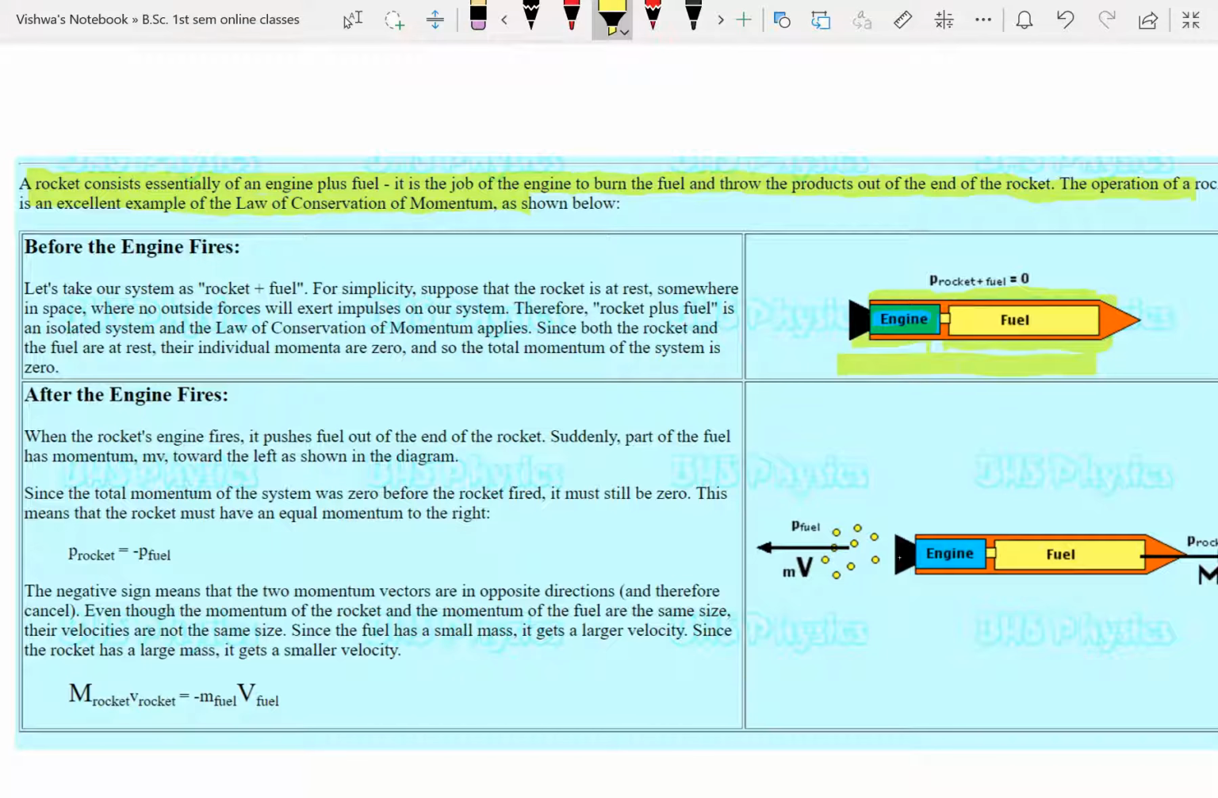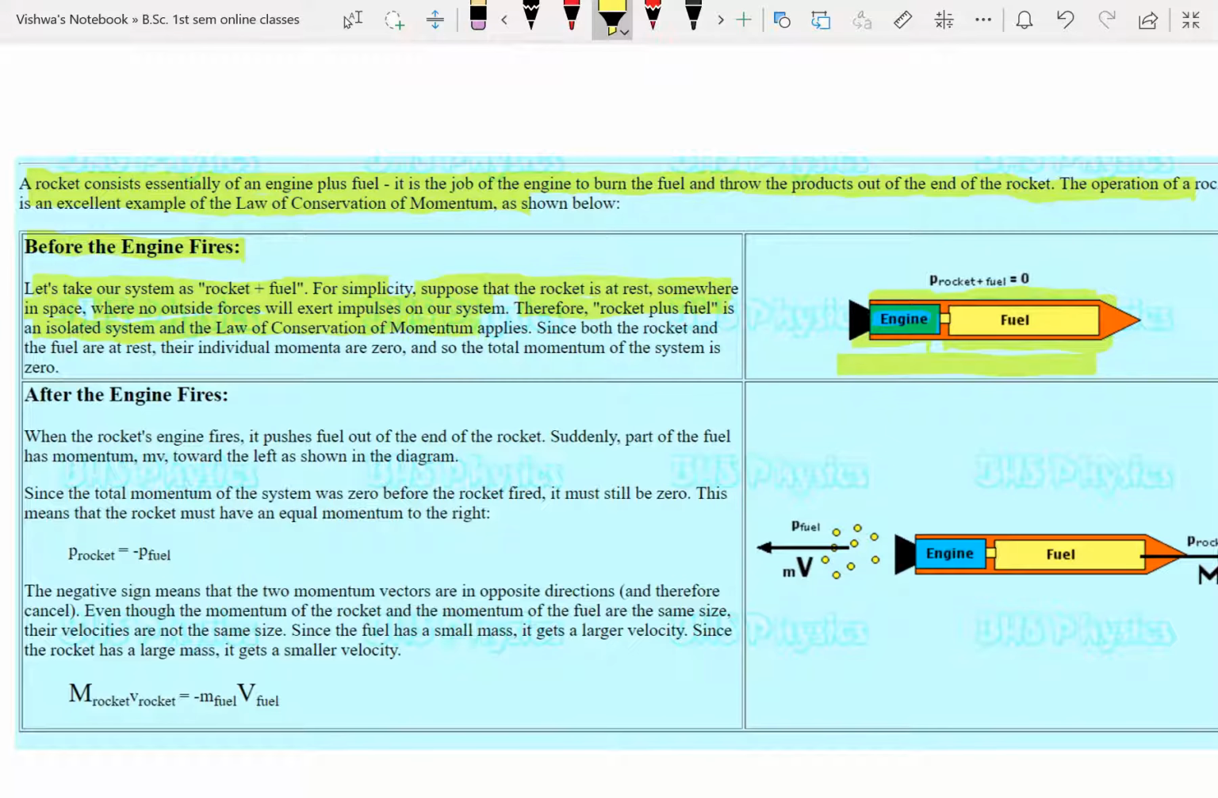Before the engine fires, before the rocket starts, let's take our system as rocket plus fuel. Only the rocket and fuel system is considered here. Suppose that the rocket is at rest somewhere in space. Initially we take the condition that the rocket is at rest, where no outside forces exert impulse on the system. There are no other external forces. That's why we call this rocket an isolated system.